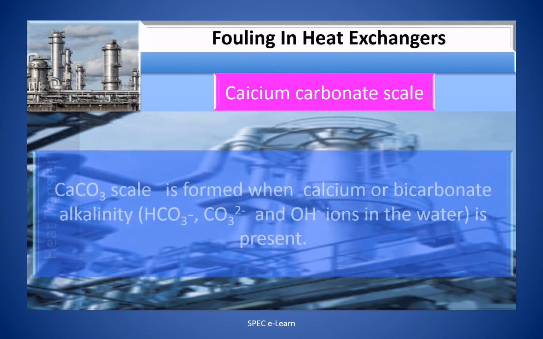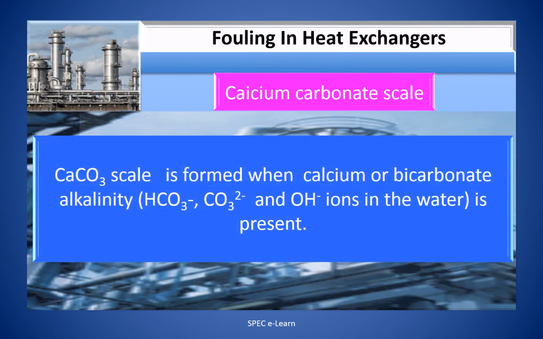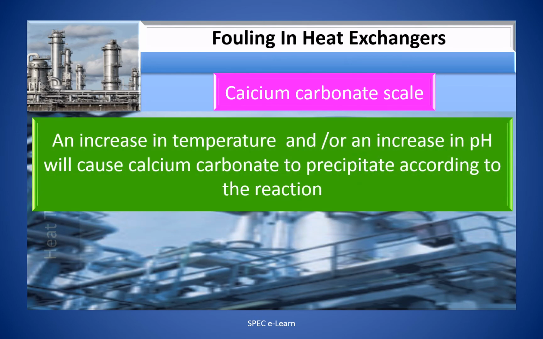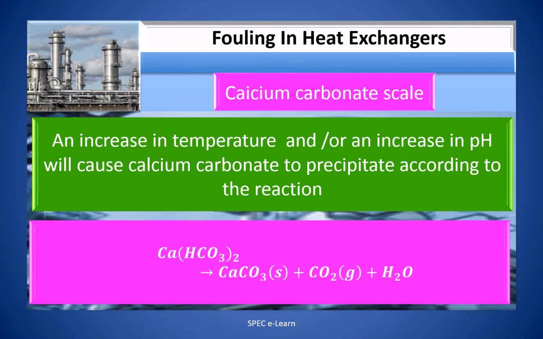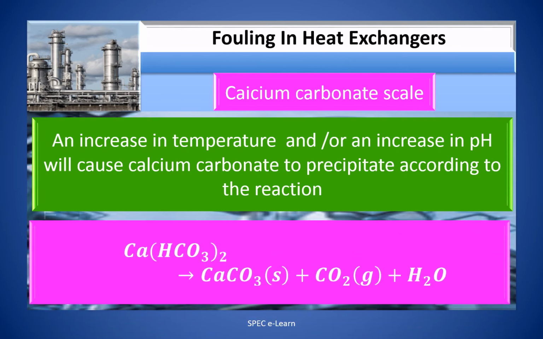Calcium carbonate scale. Calcium carbonate scale is formed when calcium or bicarbonate alkalinity is present in water. An increase in temperature and or an increase in pH will cause calcium carbonate to precipitate according to the reaction below. Calcium bicarbonate gives rise to calcium carbonate, which is solid, carbon dioxide, which is gas, plus water.